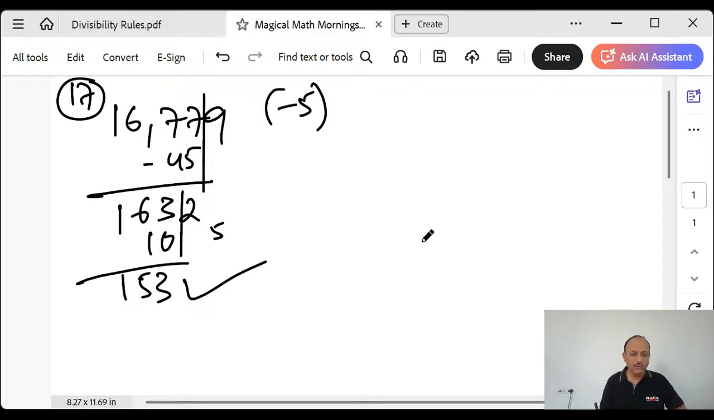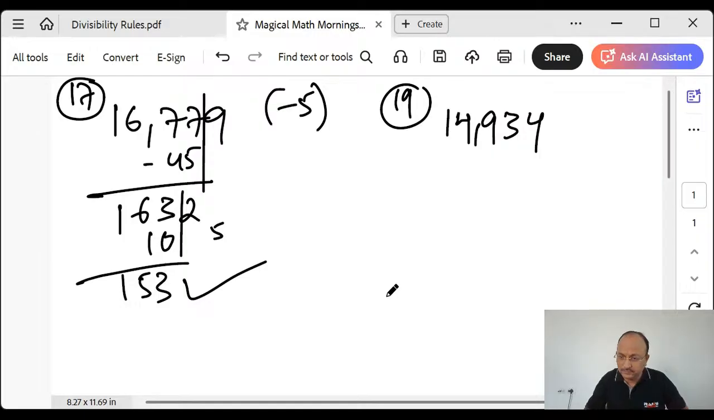Let's take one number. A bigger number I will give: 14,934, and check the divisibility for 19. Yes. Type this 14,934 and check the divisibility for 19.